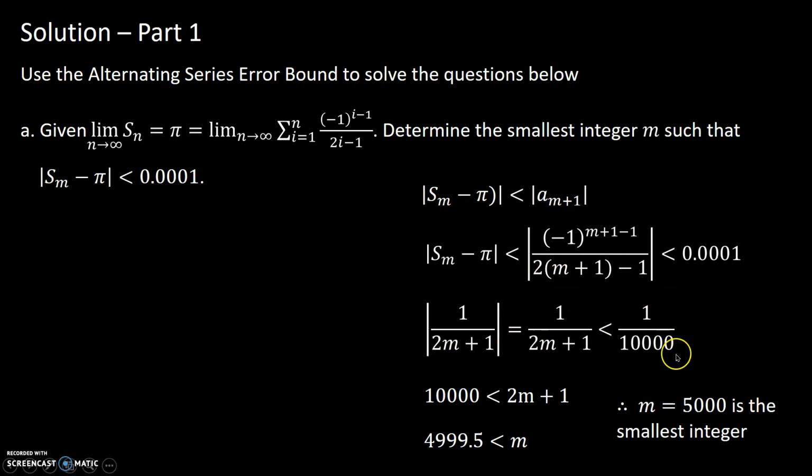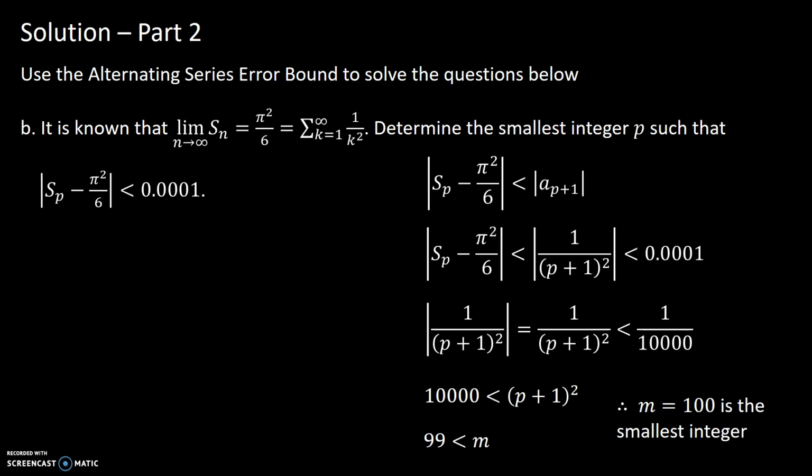These are both positive quantities, so we multiply through, and m must be an integer larger than this, so we get 5,000. Pretty straightforward. The alternating series error bound is a very nice, beautiful formula. So using this now exciting series for pi squared over 6, we see that the pth partial sum's error should be less than the next term.